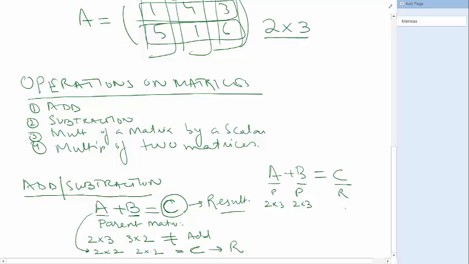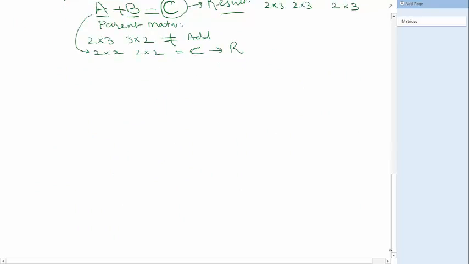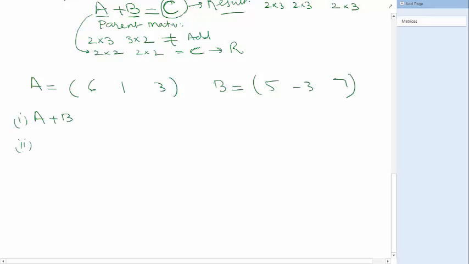After executing the addition, the resultant matrix should also have order of 2 by 3. Is it clear? Alright, so let's do some examples. Let's suppose matrix A is 6, 1, 3 and matrix B is 5, minus 3, 7. And we are required to find A plus B, B plus A, A minus B and B minus A.